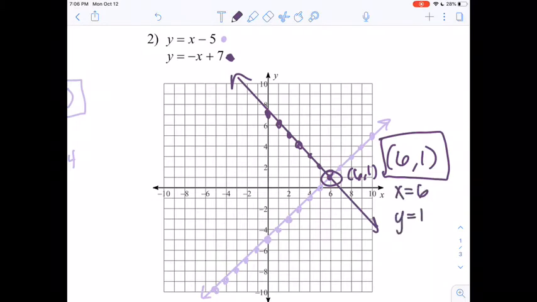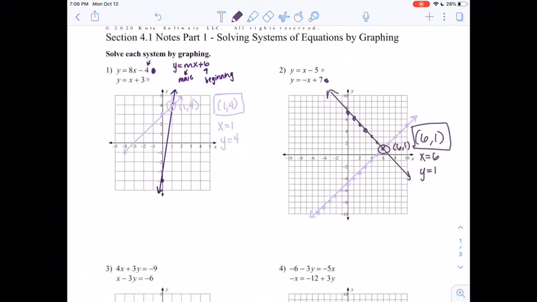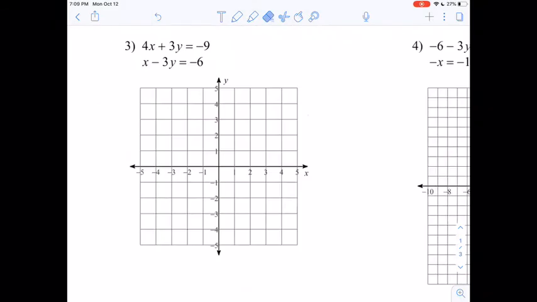So when you're finding solutions to systems, you're always finding an ordered pair. Okay, it's always got to be 2 answers. So for number 3, none of my equations are solved for y, so I'm going to solve both of these.